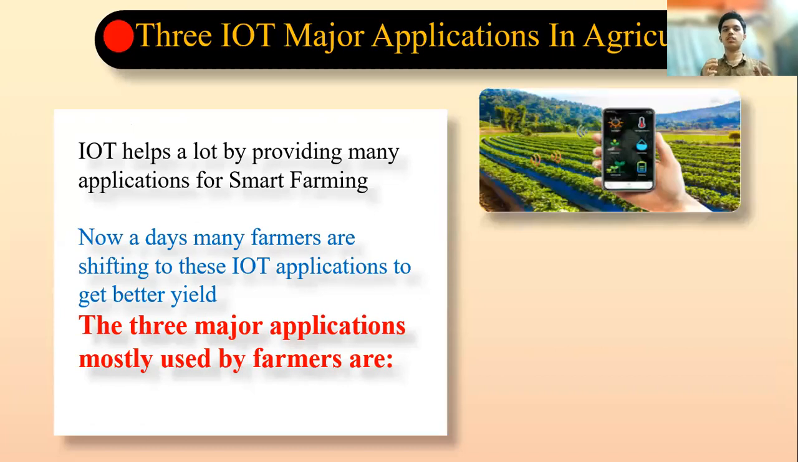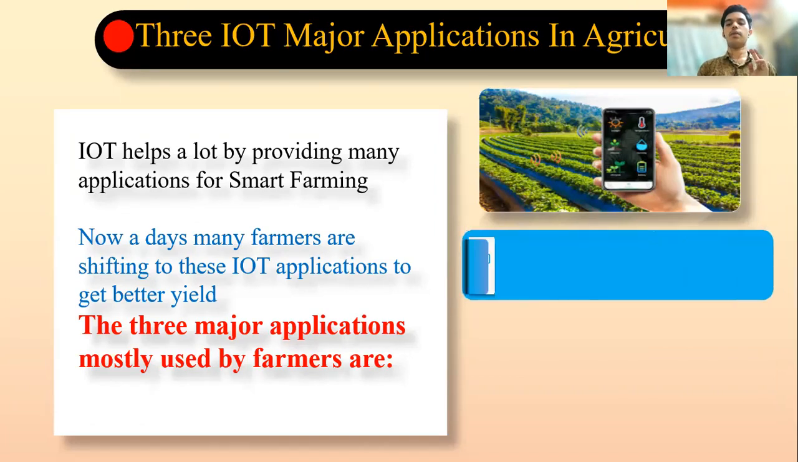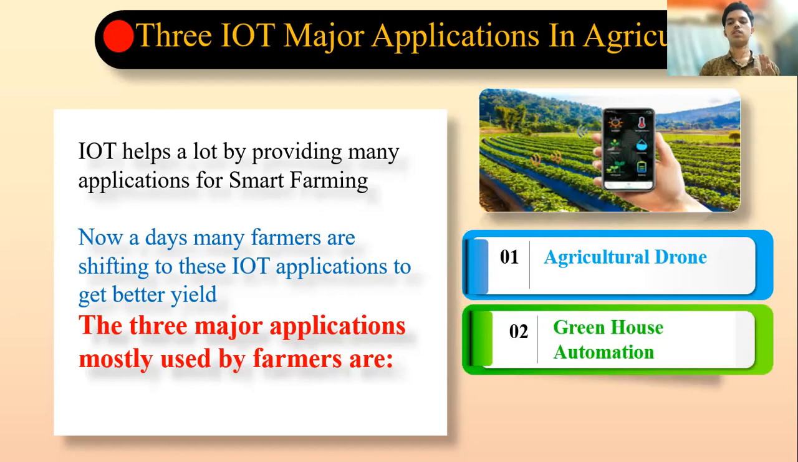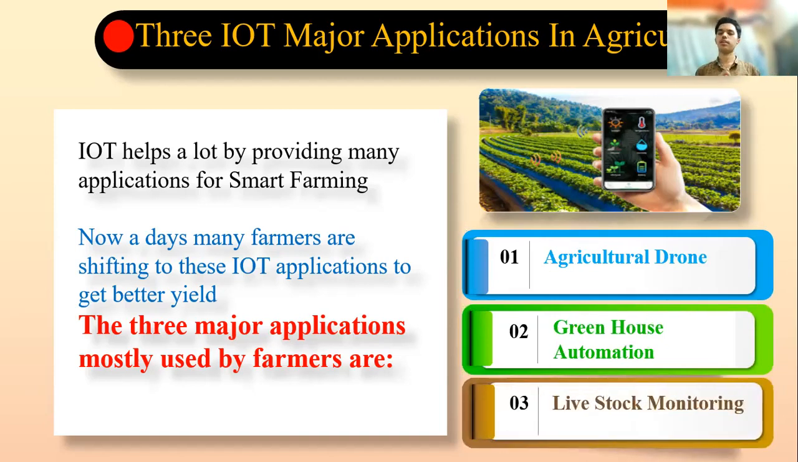Next, we are going to discuss three major applications in agriculture. There are many IoT applications in agriculture, but here we are going to discuss the first three major applications that are majorly implemented by farmers: the first is agricultural drones, the second is greenhouse automation, and the third is livestock monitoring. Let us discuss what an agricultural drone is.